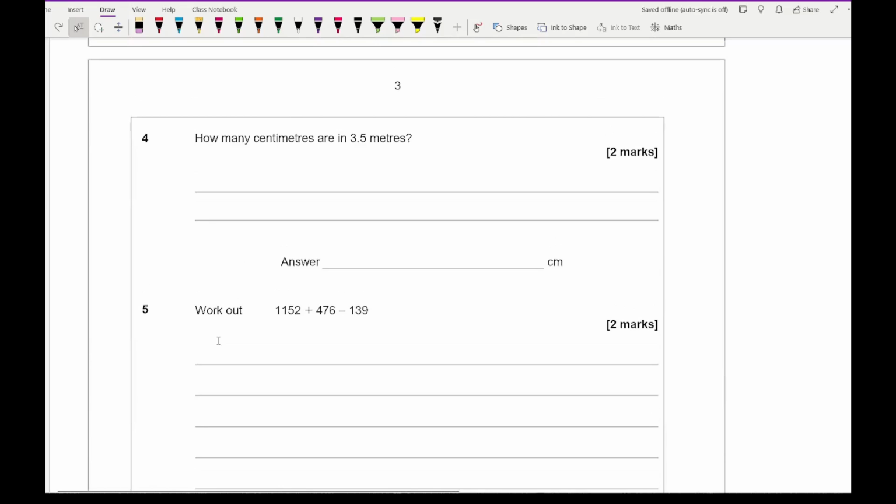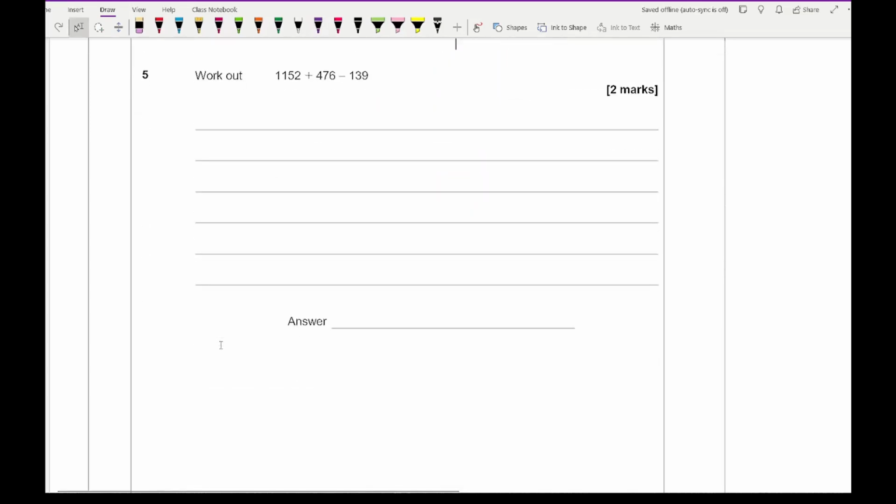Moving on to question 4, it says how many centimetres are there in 3.5 metres? Well, I need to multiply that by 100 or move the decimal point 2 places. So I get 3.5, moving it 1, 2. So it's going to be 350 centimetres.